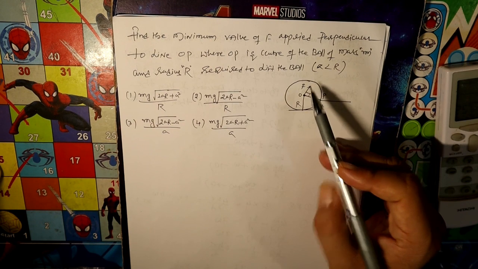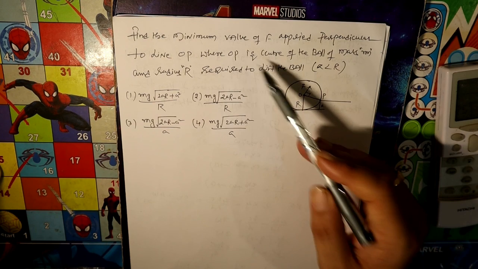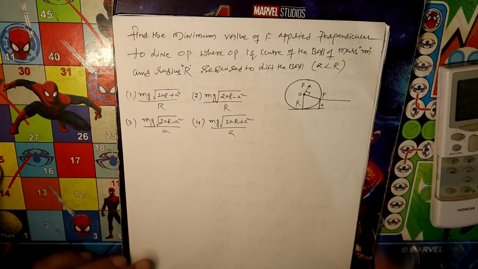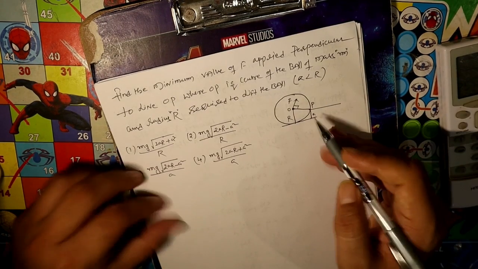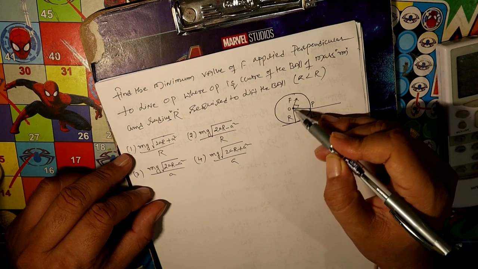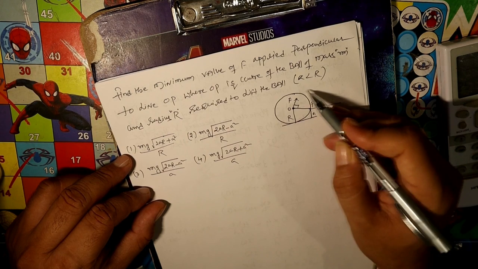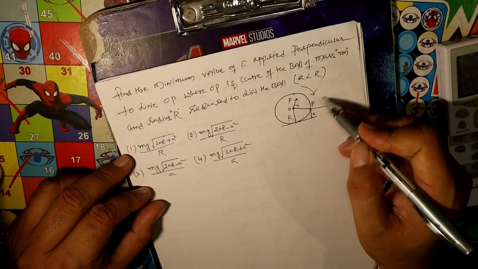Here, what they ask: find the minimum value of F applied perpendicular to line OP to lift the ball. This is a force acting at a point. This force is acting perpendicular to the line OP. This force tries to rotate this ball in clockwise direction.